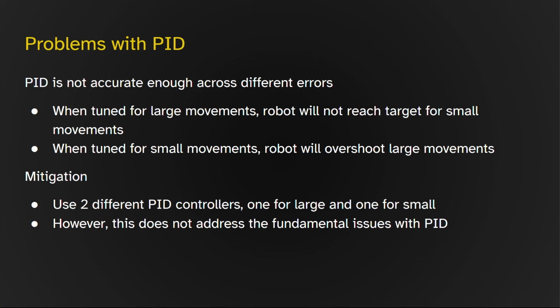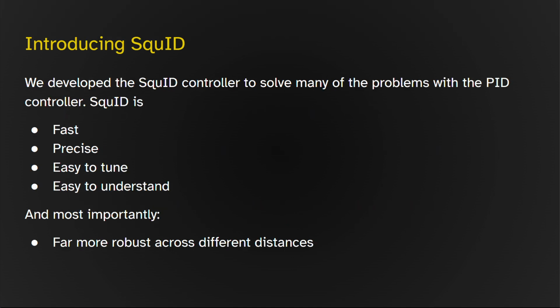So there are a few mitigations for this. One of the most common is to use 2 different PID controllers, one for very far distances and one for smaller distances, and this generally works pretty well, but this doesn't really address the fundamental issue. What it's really doing is just being a simulated copy of what we'll get into next, which is our SquID controller.